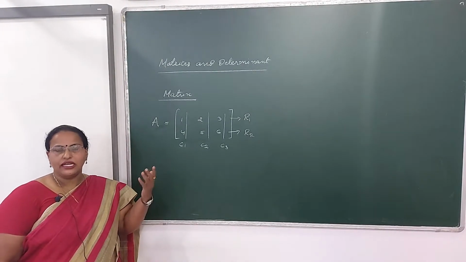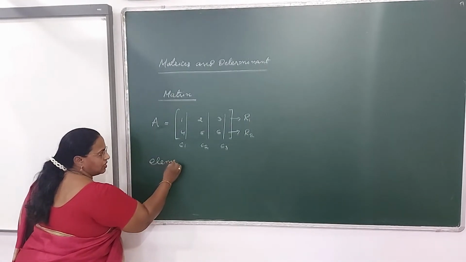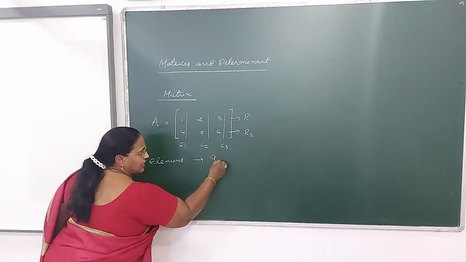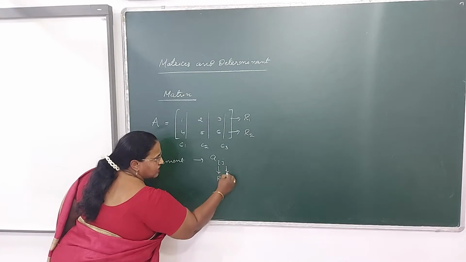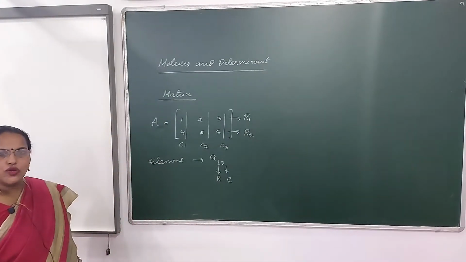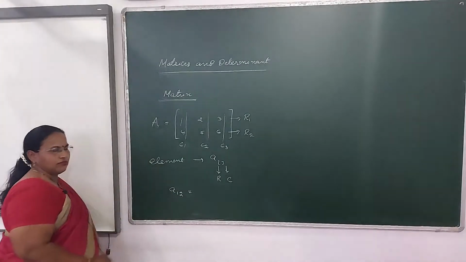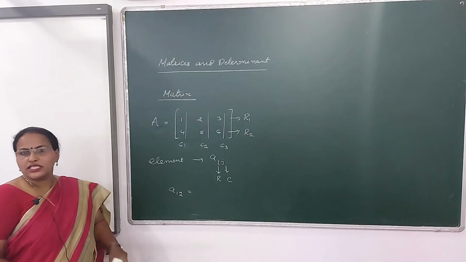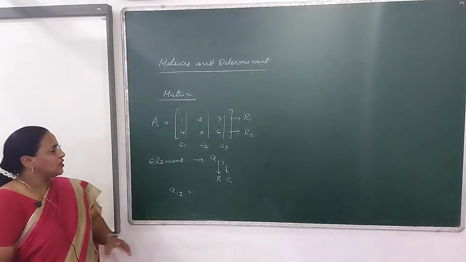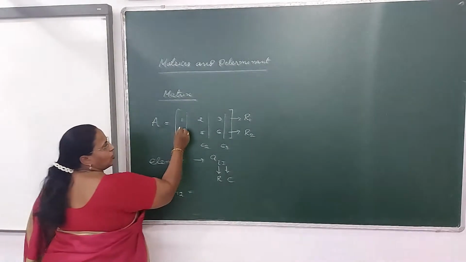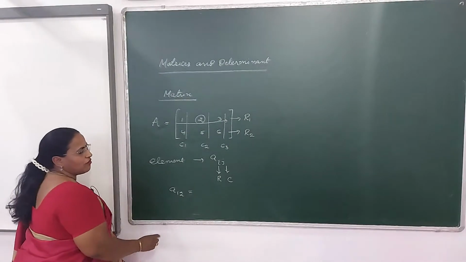Now how an element is represented or denoted? An element is denoted by the term Aij, where i stands for the position of row and j stands for the position of column. So if I ask you, what is the value of A12? Then it should be clear to you. I am asking you the element which is placed in first row, second column. So let us see first row, second column. So this is the first row and this is the second column. That means the value of A12 is 2.